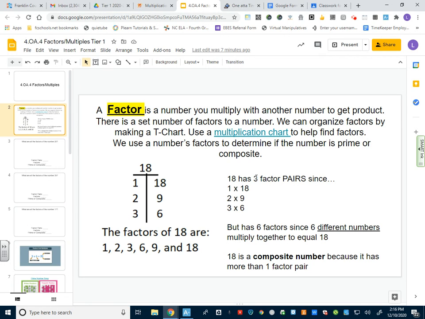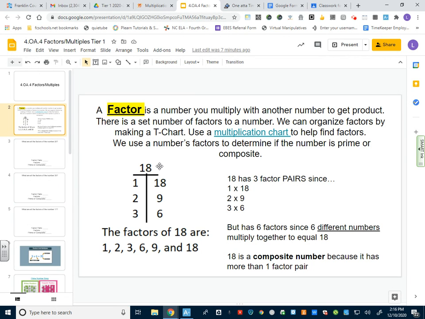When we can find the factors of a number, we can answer all kinds of questions, like how many factor pairs does a number have, how many factors does a number have, and we can determine if a number is prime or composite. So here's an example that I did. I tried to find all the factors of 18. So I'm looking for all the numbers that multiply together to get 18.